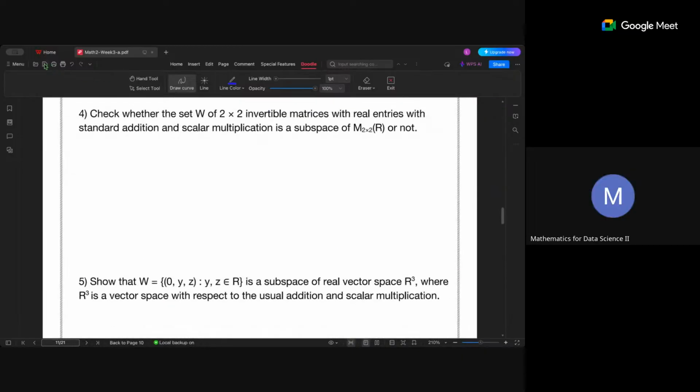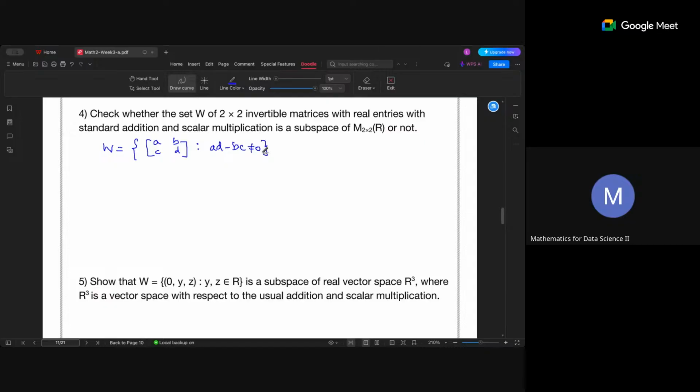The next set is the set W of all 2 by 2 invertible matrices. Whether this set is a subspace or not. Set of all 2 cross 2 matrices such that it is invertible. What is the condition for invertibility of a 2 cross 2 matrix? Determinant A should not be equal to 0. So what is the determinant? AD minus BC should not be equal to 0.